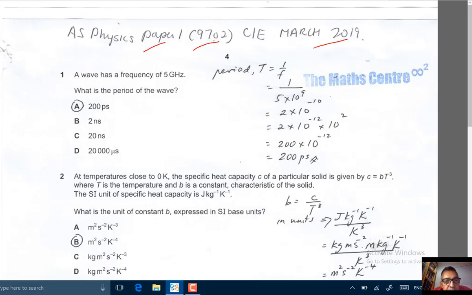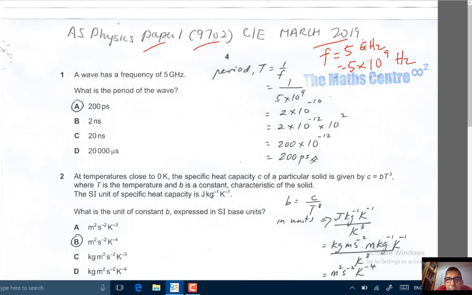So question number 1, a wave has a frequency of 5 gigahertz. So let's write frequency 5 gigahertz. That will be 5 times 10 to the power of 9 hertz. Good. Our question, what is the period of the wave?